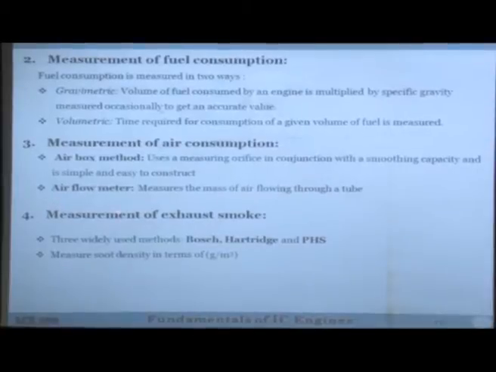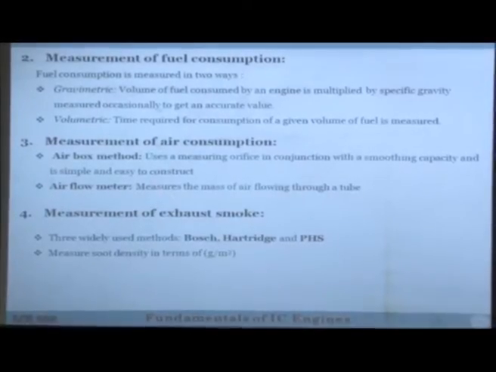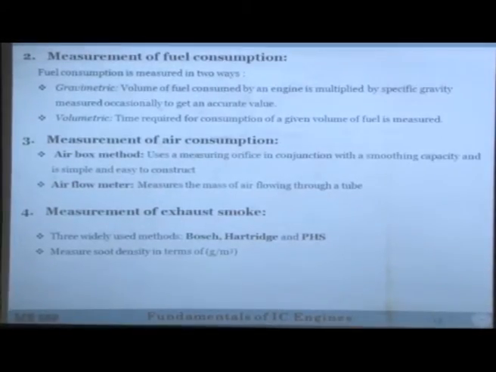The other one is the air flow meter, also called laminar flow element. What you do is, you make the flow laminar, and then this measures the mass of the air flowing through a tube, but it is very, very expensive, okay? So the air flow meter or laminar flow element is a more correct method to measure, but it is expensive as well.